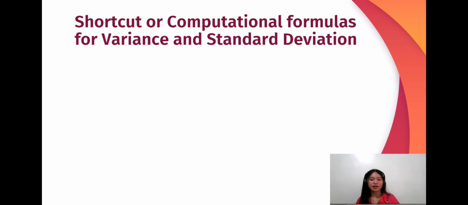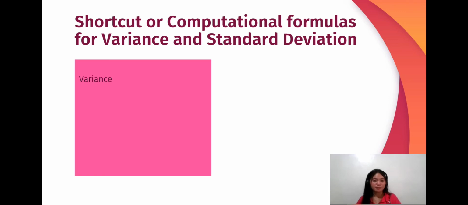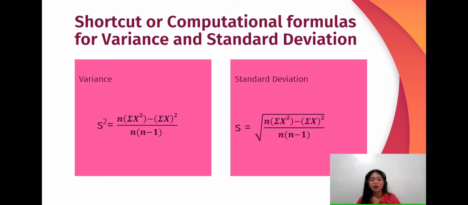So, let's talk about shortcut or computational formulas for variance and standard deviation. The shortcut formula for computing the variance and standard deviation for data obtained from the samples are as follows. So, sa variance, mao na siya ang atong formula. Ang n, mao gyapon ni siya ang atong sample size, then ang x, mao siya ang atong value. Then, sa standard deviation, pareho gyapon sa variance, pero naay square root na siya.